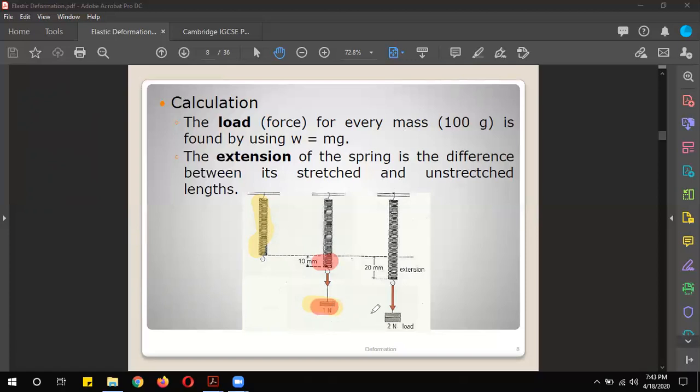Now we doubled the force, doubled the weight. We took it to 2 Newton. Now we can see that the change in length is also doubled. Here it was 10 millimeter, here you can see it is 20 millimeter. So how would you describe it? Is it in the elastic limit or did it cross the elastic limit? It is in the elastic limit, because we can see that there is an equal change due to equal load addition.